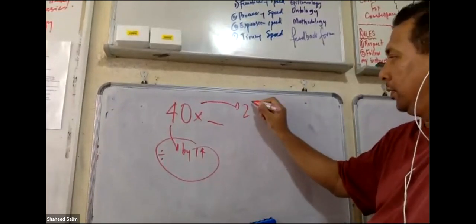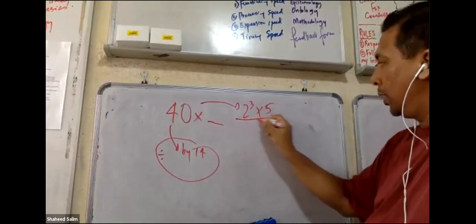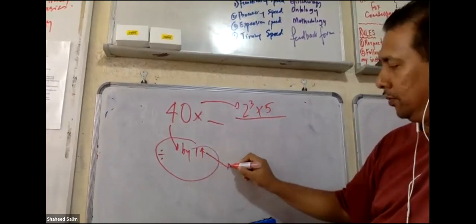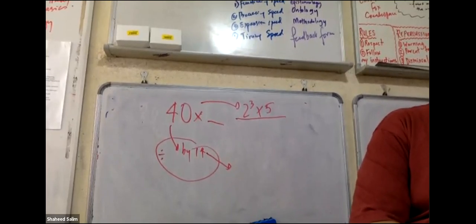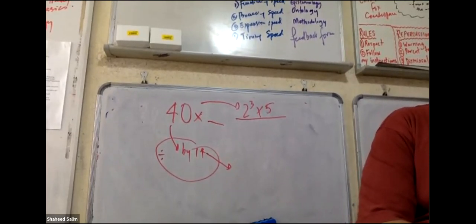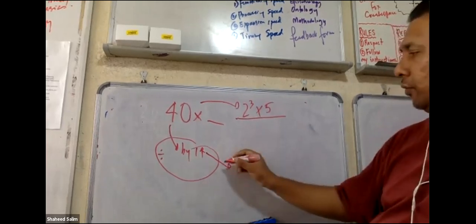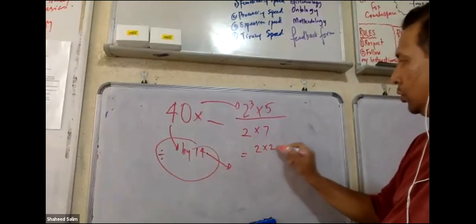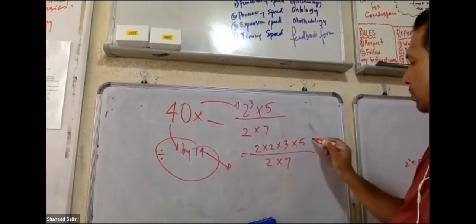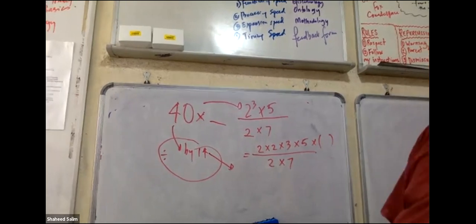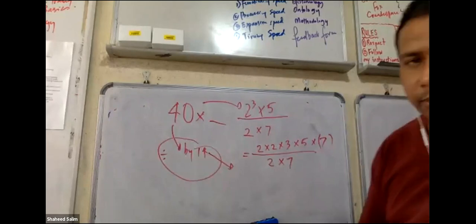Good, okay. And then the bottom part, if you want to divide by 14, this one is how many? What times what for 14? 2 times 7. Good. So now I just write it down: 2 times 2 times 2 times 5 over 2 times 7. You must multiply this by what number? 7. Okay, you get it.